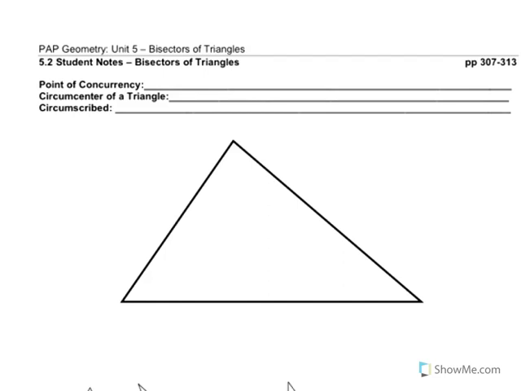So first of all, we have to do a little bit of vocabulary. The first thing is called the point of concurrency. And the point of concurrency is a point where three or more lines coincide, or in other words, they intersect.